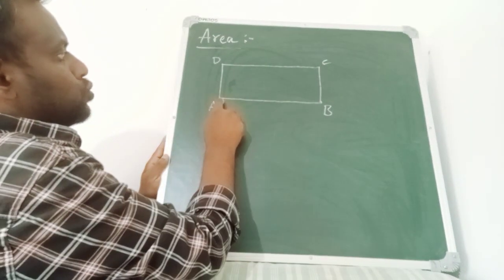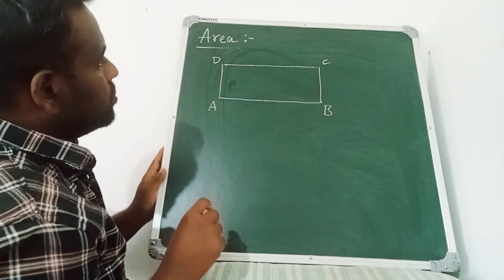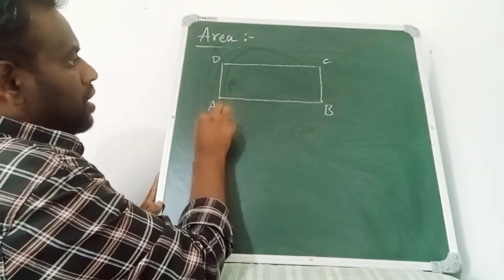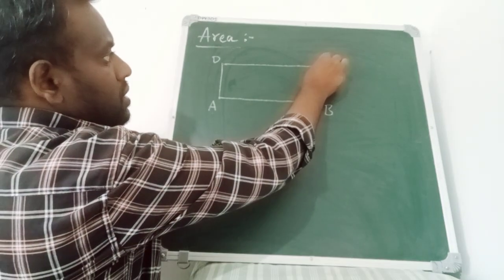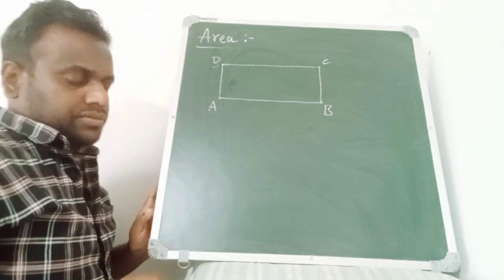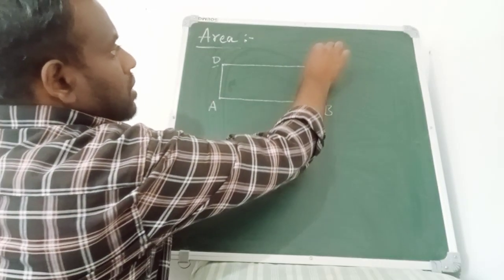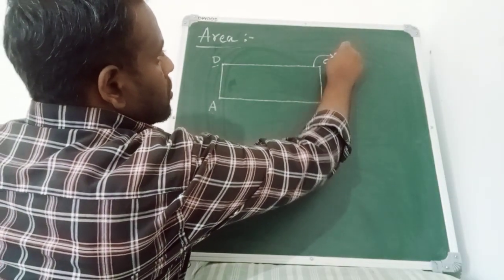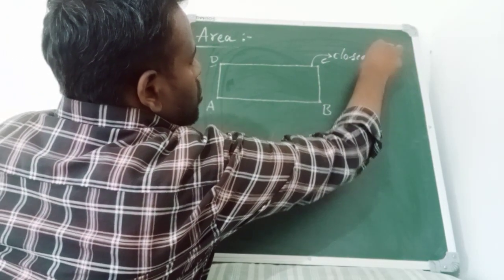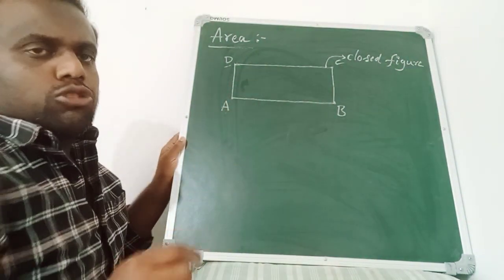It has four corners. 1, 2, 3, 4. Four corners. The corners I marked with letters: this corner A, this corner B, this corner C and this corner D. Now I am saying this is a closed figure. I will write here: closed figure. Closed figure means what?